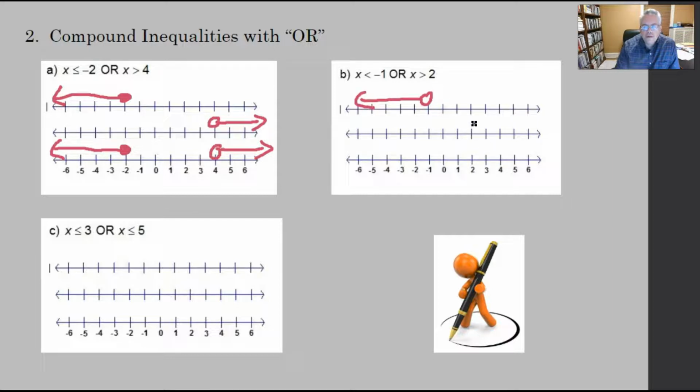All right, on this one, x is less than -1, so hollow dot and to the left. x is greater than 2, hollow dot to the right. This is "or," so we want all the values of x that are on either graph. So we're going to put them together like this. These come from the first graph. These come from the second graph. There we go. Okay, this one's a little bit trickier. x is less than or equal to 3.